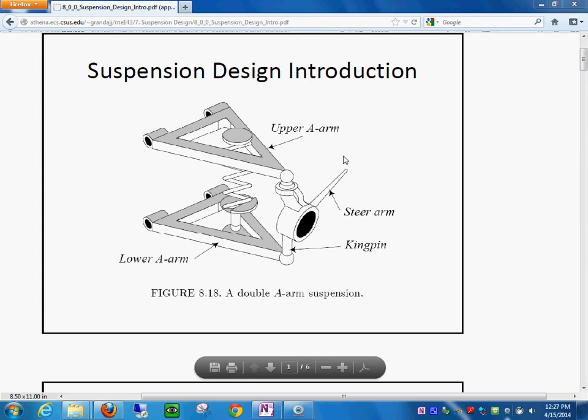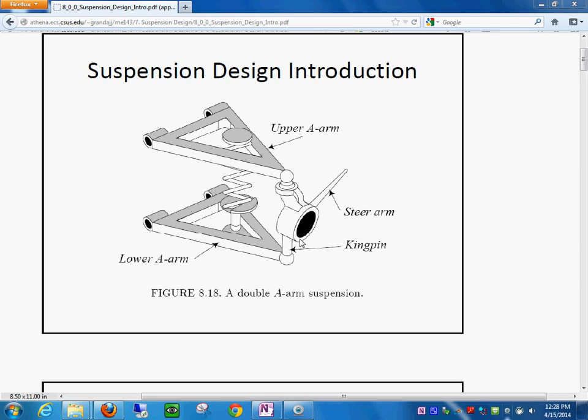So we have in here the different components of the suspension system. As you can see, these arms at the top look like letter A's. So in fact, they are called the upper A arm. And you have one on the bottom that also looks like a letter A, which is the lower A arm. In between those two, you have this spring, and of course, the suspension system will also have a damper to dissipate energy.